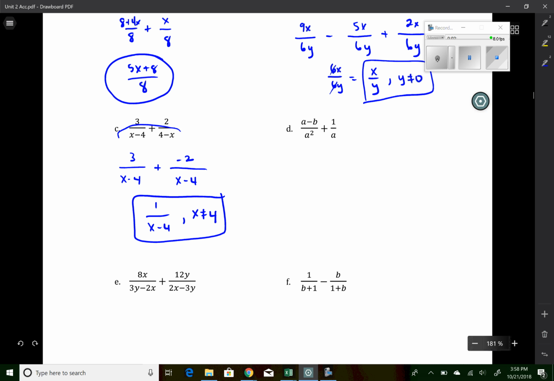So as soon as I see this situation where I have two things that would add up to nothing, just multiply one of them by -1, and that's what we're doing here.